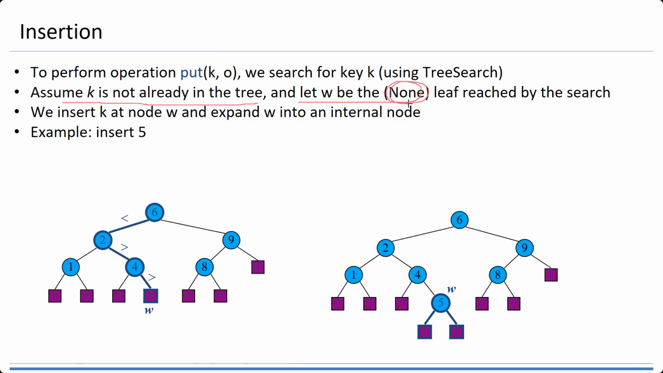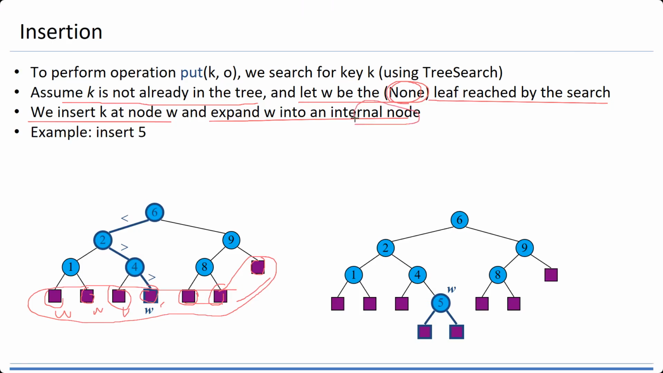What is null? Null means this one, this one, this one. So null is the external node. Null is the leaf reached by the search. So we want to insert k at node w and expand w into an internal node. So we call this w. And then we want to turn this w into an internal node.